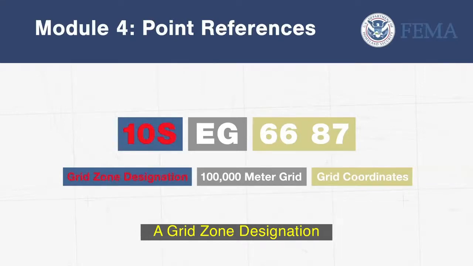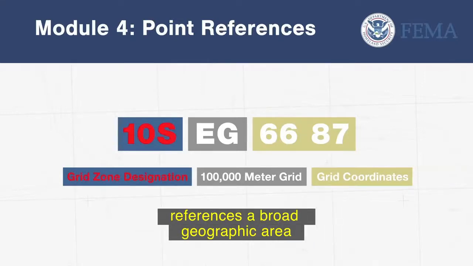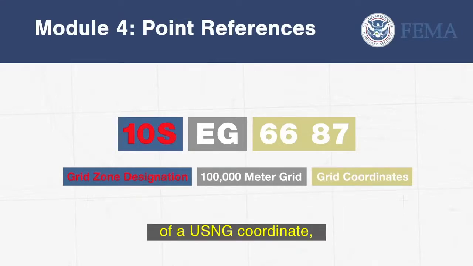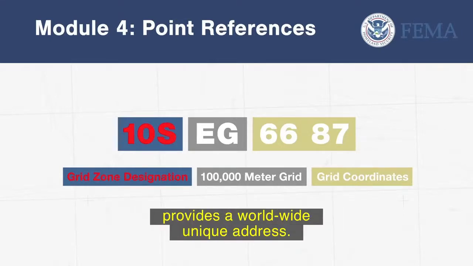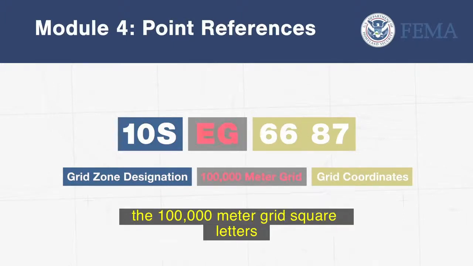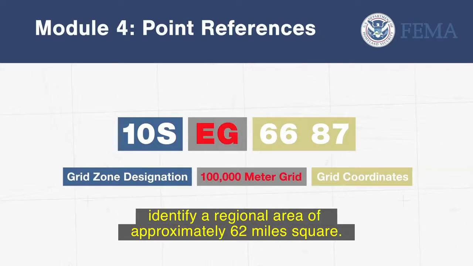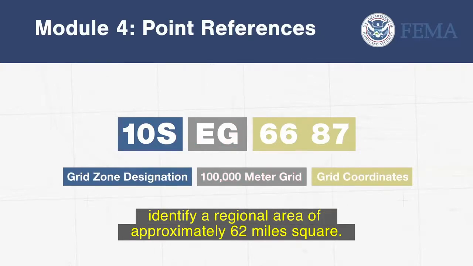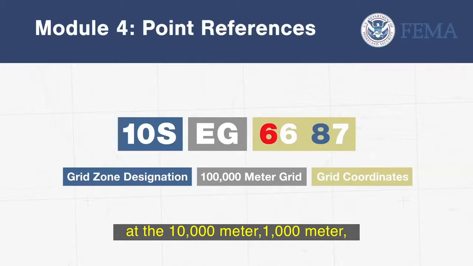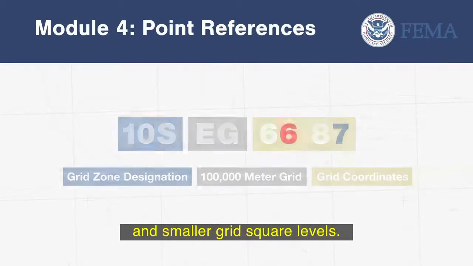A grid zone designation references a broad geographic area and, when combined with all primary components of a USNG coordinate, provides a worldwide unique address. In the next section, the 100,000-meter grid square letters identify a regional area of approximately 62 miles square. Finally, coordinate pairs provide eastings and northings at the 10,000-meter, 1,000-meter, and smaller grid square levels.